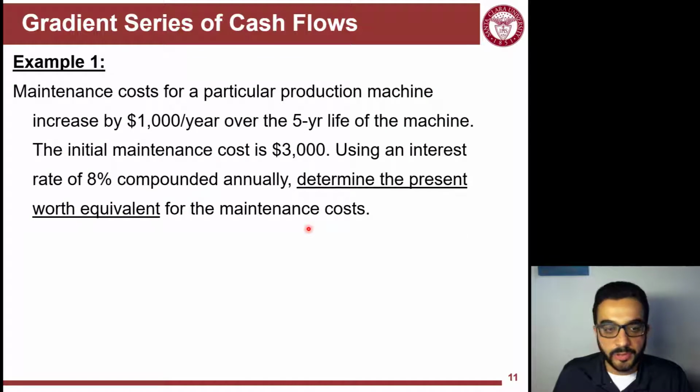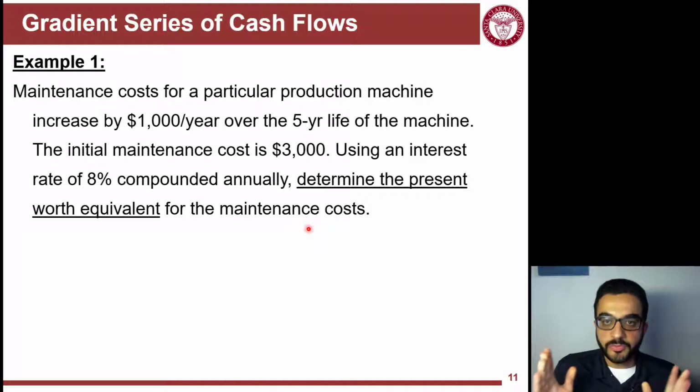Now let's see an example of gradient series. And one thing you will notice is that gradient series are the unidentical twin of a uniform series. They always come together in a problem. So you will have a problem where the cash flow can be represented by a uniform series and a gradient series coming together. So let's see this example here.